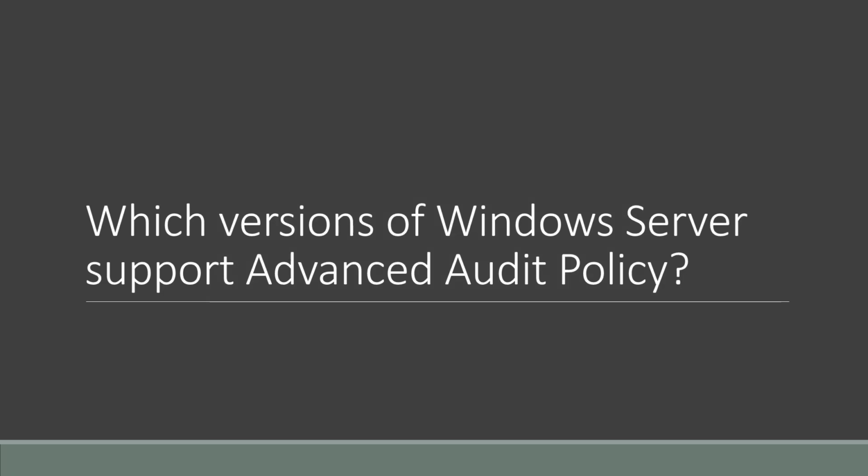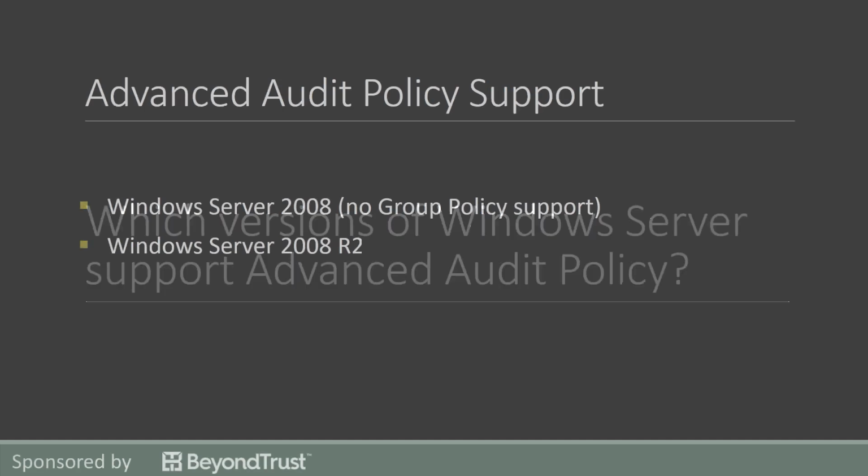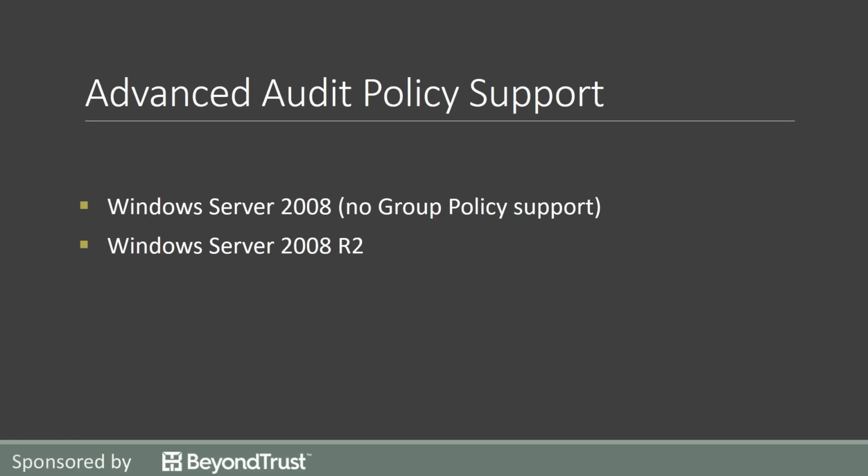As with Global Object Access, Advanced Audit Policy was first introduced in Windows Server 2008. You don't get any group policy control, so you have to configure it through the Audit Pol command line tool. But if you're on Windows Server 2008 R2 or above, you can configure Advanced Audit Policy using group policy.